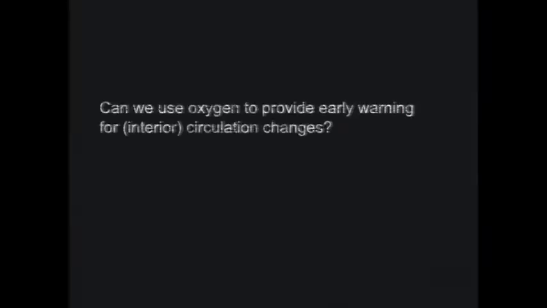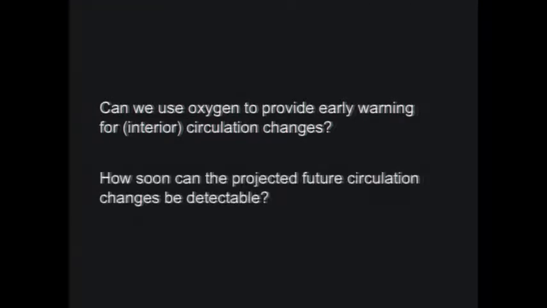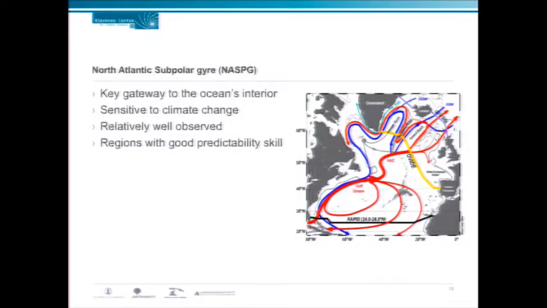So the questions I would like to pose then: now that we know there's a strong link between oxygen and circulation, can we use it to provide an early warning for circulation or ventilation change, particularly in the interior ocean? And if we have good confidence in that, how soon can the projected future circulation change be detectable using the present monitoring system of oxygen?